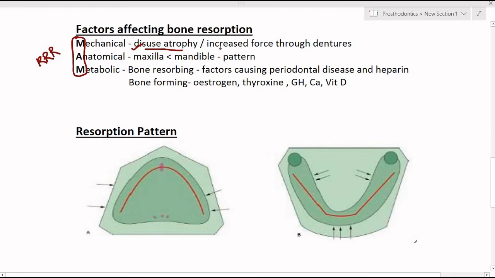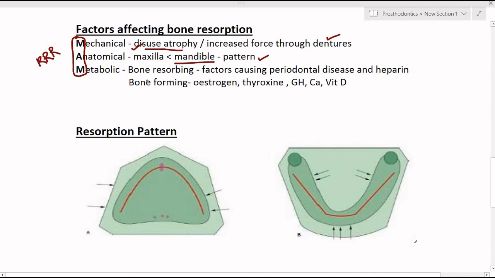Next, suppose the patient has actually started wearing dentures. Here, due to the increased force on the ridges, eventually there will be resorption. So both are going to cause resorption. Next, we come on to anatomical reasons. Anatomical reasons, which I'm going to discuss just after this, is the pattern, how the bone is resorbing. The pattern differs in both maxilla and mandible, and as a general rule, there is more resorption in mandible than maxilla. Last is the metabolic factor, which we sort of discussed before.